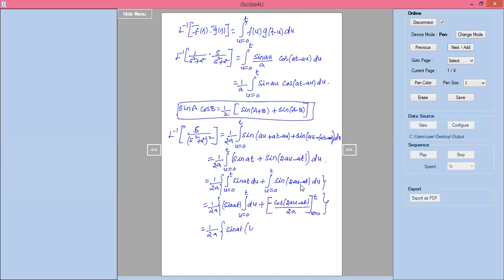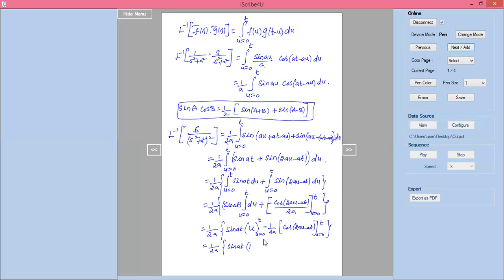Integration of du is u. The limit should be u equal to 0 to t: minus 1 by 2A into cos 2AU minus AT, u equal to 0 to t. Now I will write 1 by 2A into sin AT.